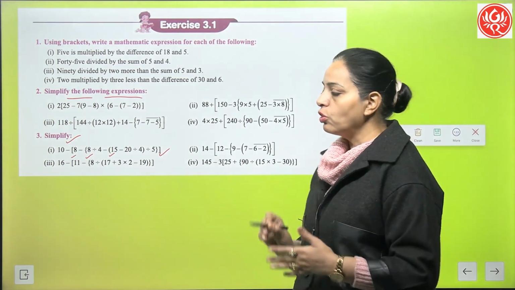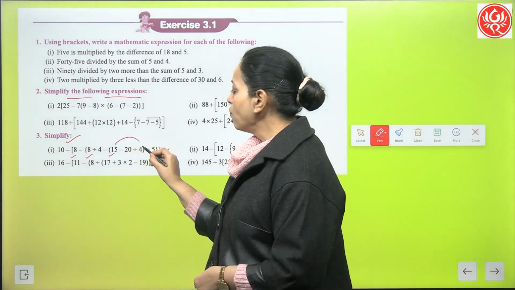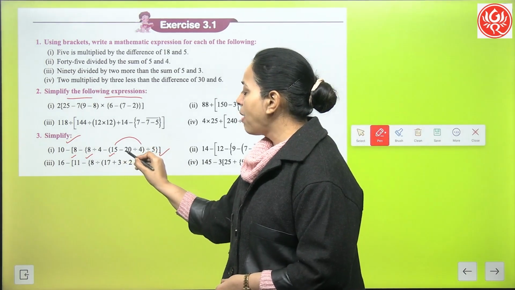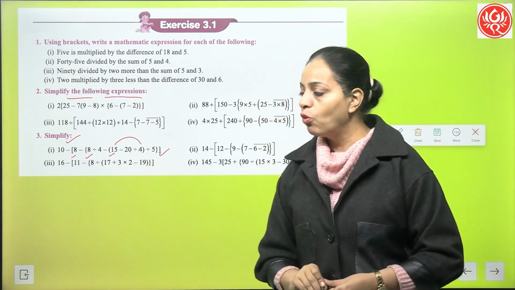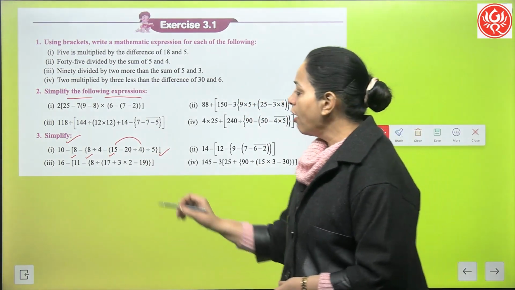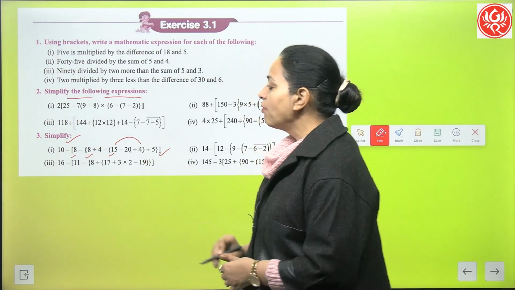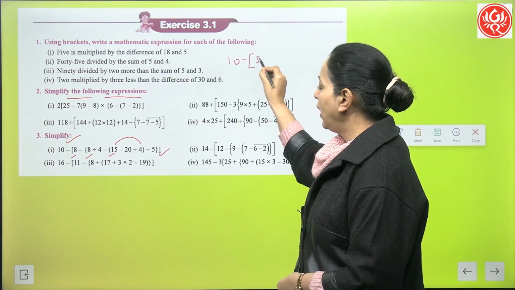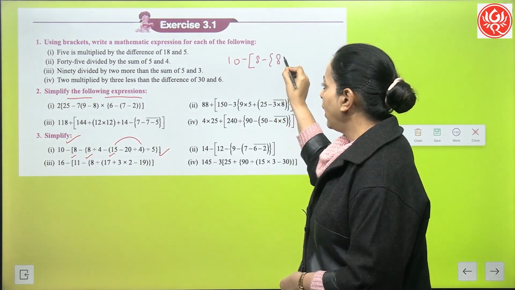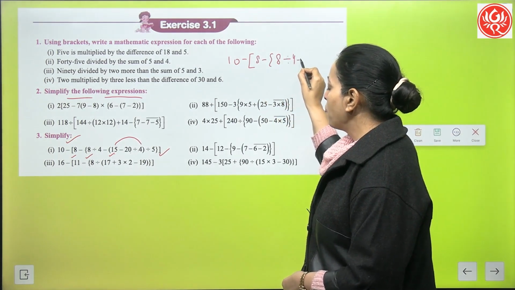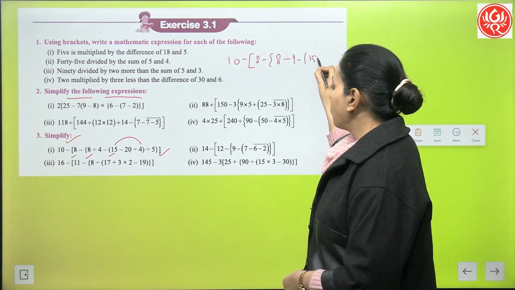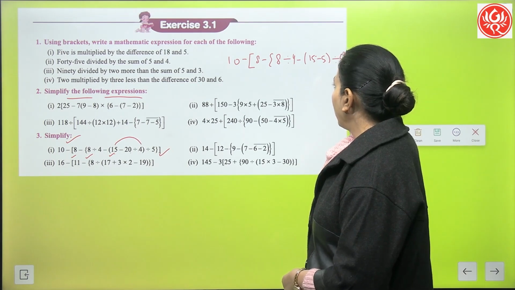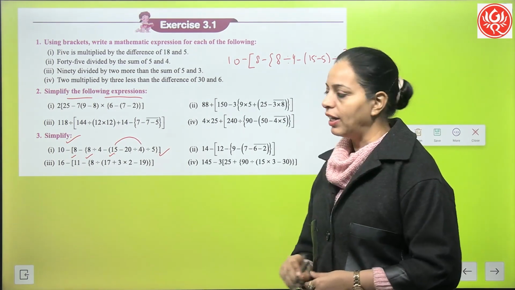So first of all, what to do? We have to solve small bracket. Small bracket को हम solve करेंगे. 15 minus 20 divide by 4. तो आपके पास क्या आ जाएगा? 15 minus 5. So what will you write? 10 minus square bracket 8 minus curly bracket 8 divide by 4 minus 15 minus 5 divide by 5, then curly bracket and then square bracket.